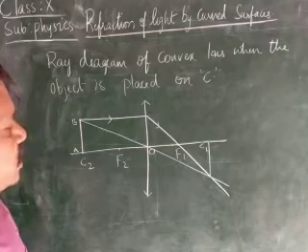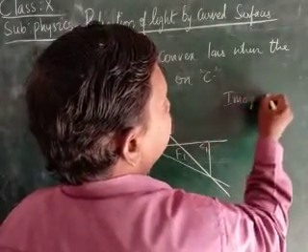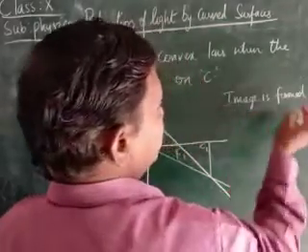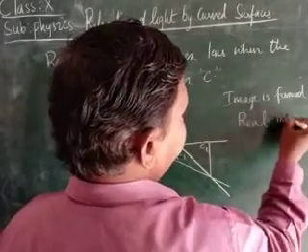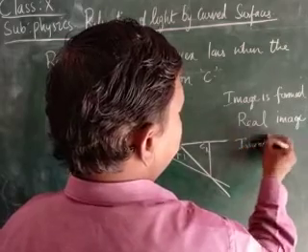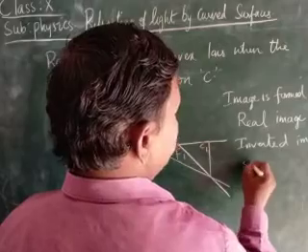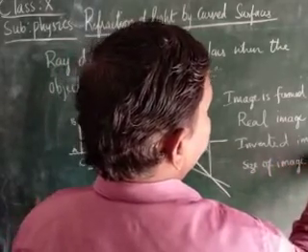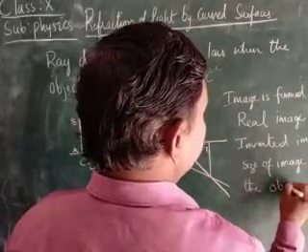Therefore, what can we say? We can say that the image is formed on C. It forms a real image. It forms an inverted image, and the size of the image is equal to the size of the object.